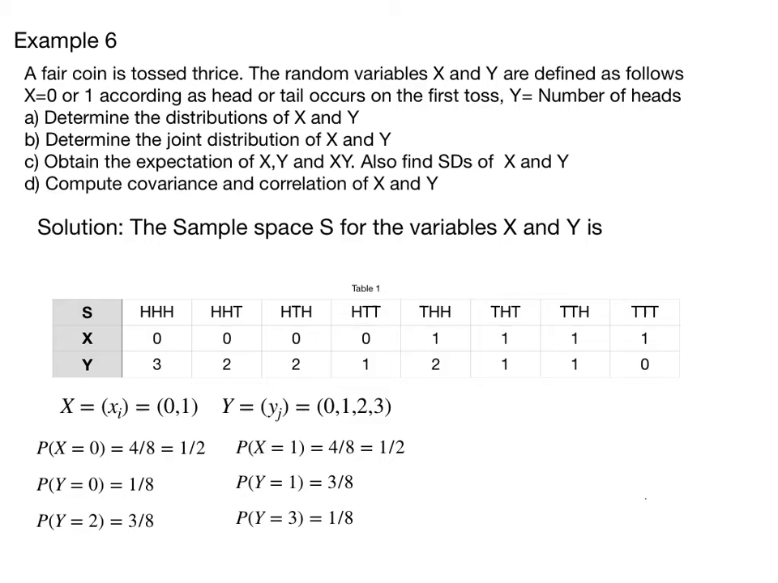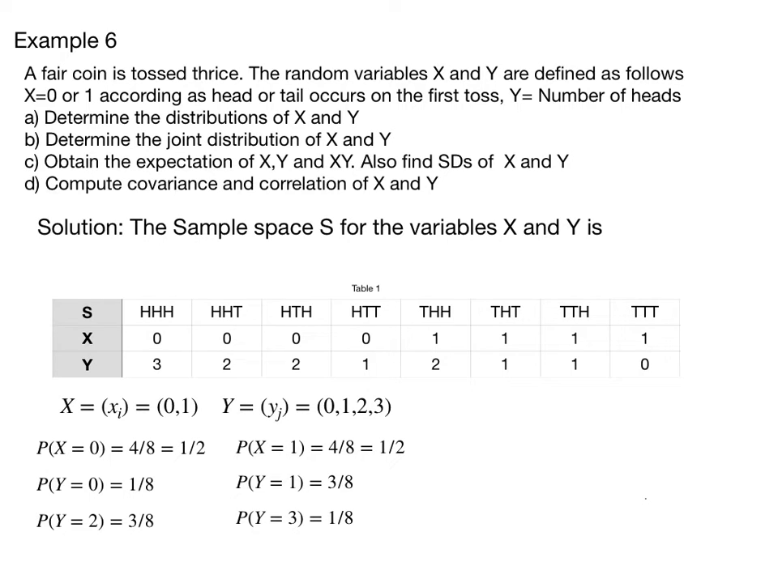Now the given condition is a fair coin is tossed thrice, that is, a coin is tossed 3 times. The random variables x and y are defined as follows. x is equal to 0 or 1 according as head or tail occurs in the first toss, and y is equal to the number of heads. Remember, x will take the value 0 or 1 when the first toss comes as head or tail, and y is strictly the number of heads.